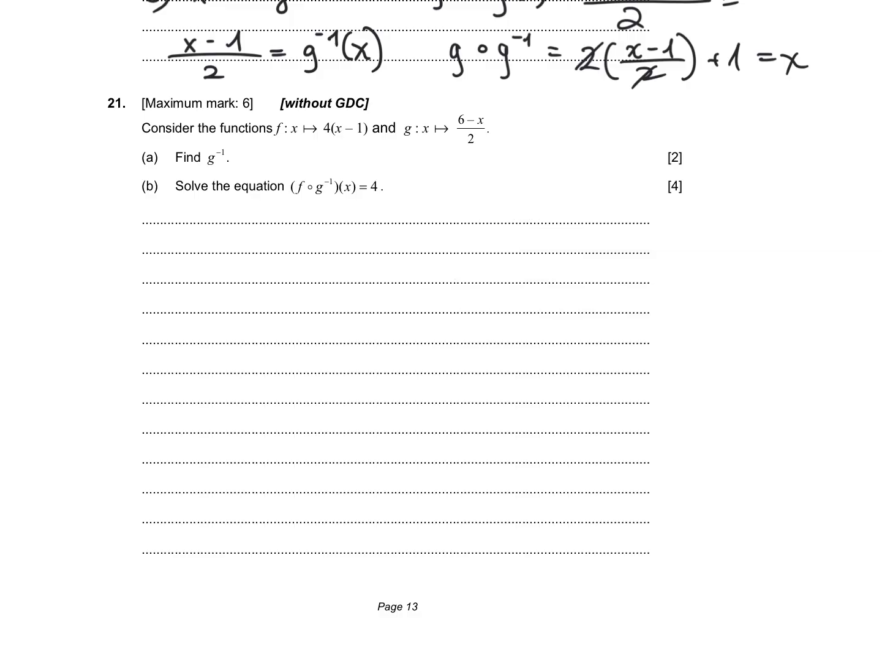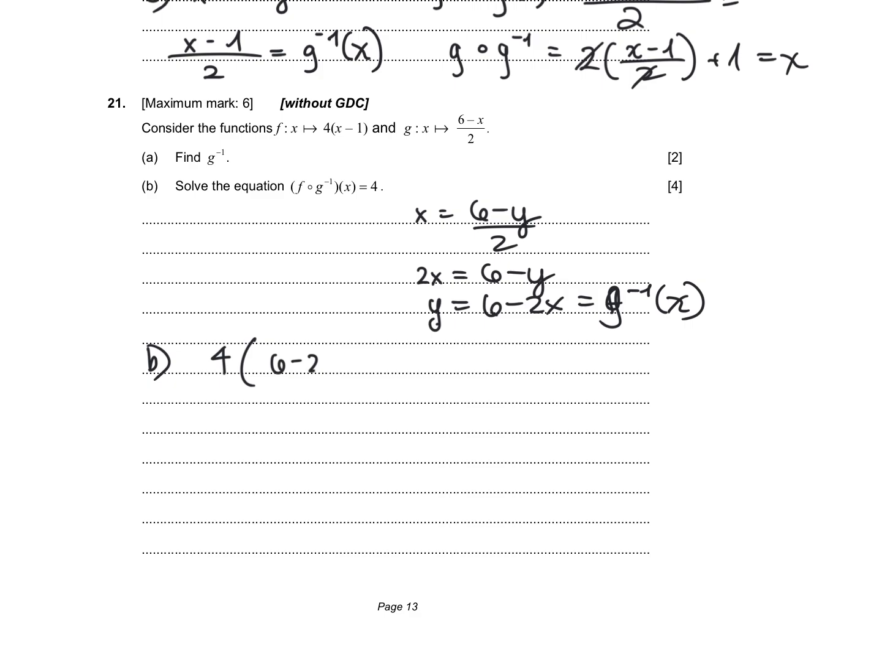And b, if we want, okay, so we need to put the inverse of g, oh, this is g, sorry. The inverse of g into f, so we're going to have 4 times 6 minus 2x minus 1, like that. And we want that equal to 4. So if we divide by 4 first, that's going to be 1. And 6 minus 1 is 5 minus 2x. Subtract 5 is negative 4, and divide by negative 2 is 2.